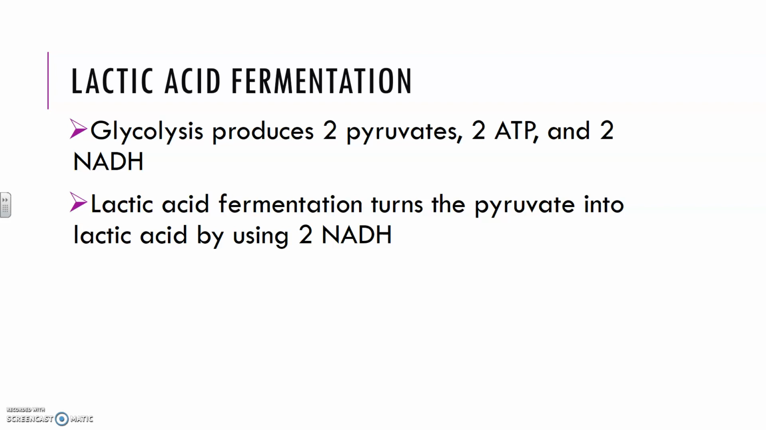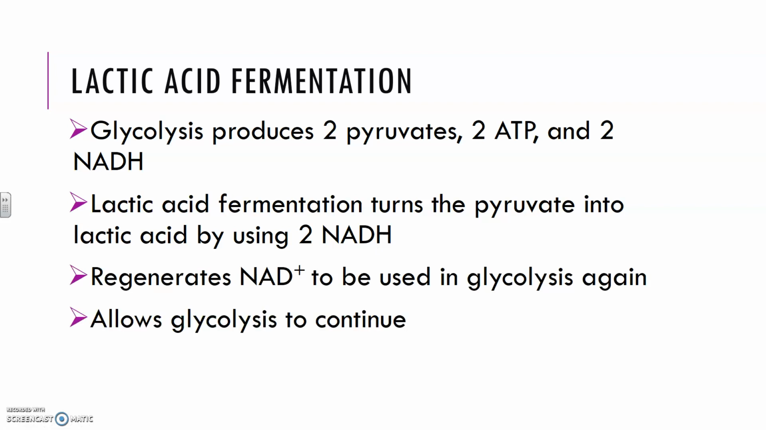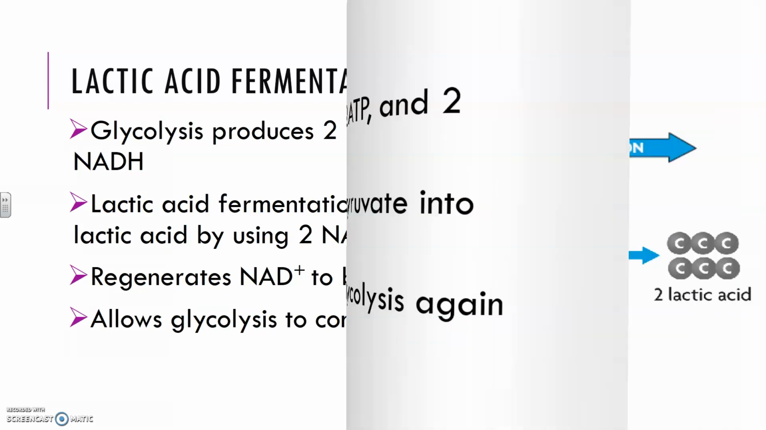So you have to be able to regenerate the NAD pluses in some way. By rearranging the carbons in the pyruvate to form lactic acid, you can use up those NADHs to produce NAD pluses again. That regenerates the NAD plus to be used in glycolysis again and allows glycolysis to continue.